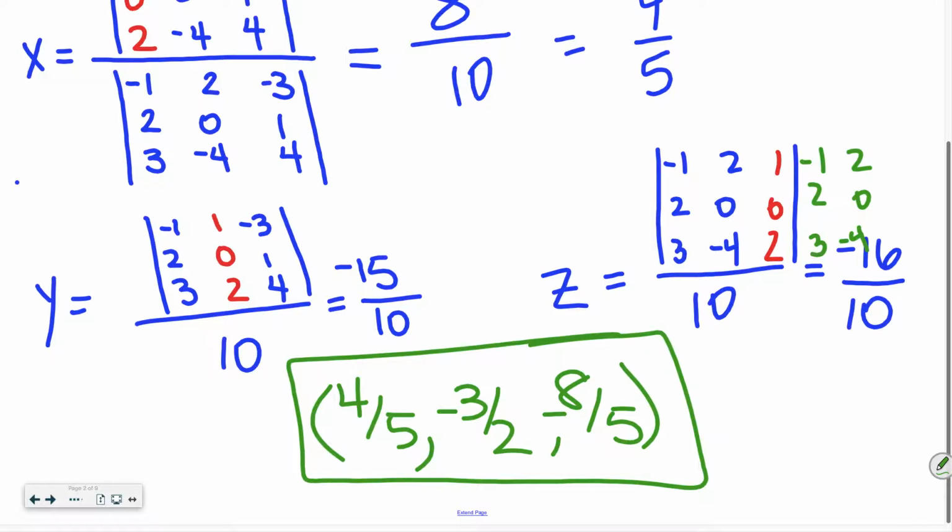If you had a 2-variable system, you would have 2 by 2 determinants to find. And that would be really quick, wouldn't it? Those are quick to find. Questions about Cramer's rule?